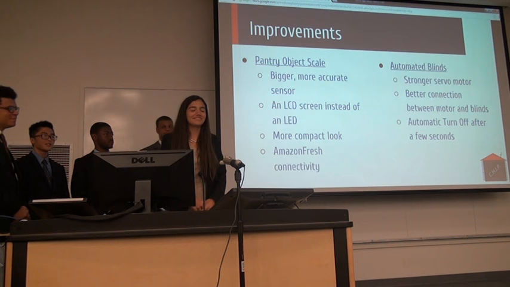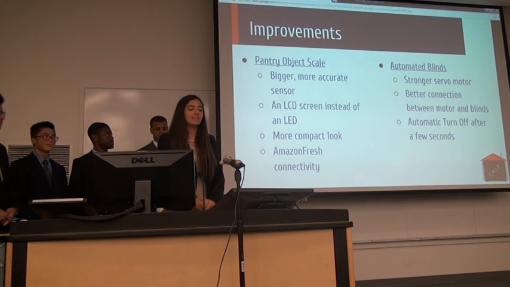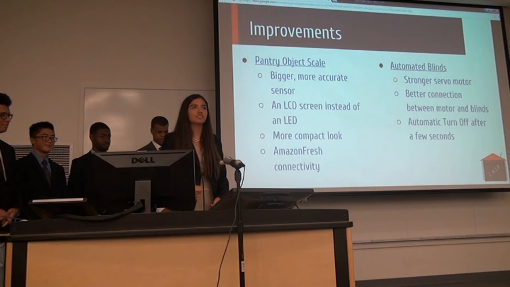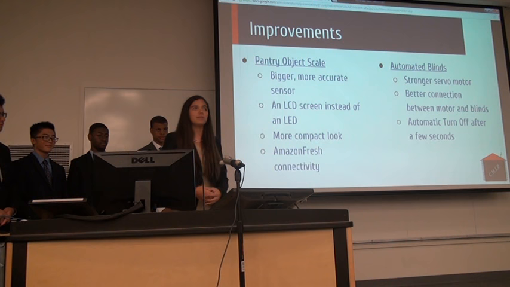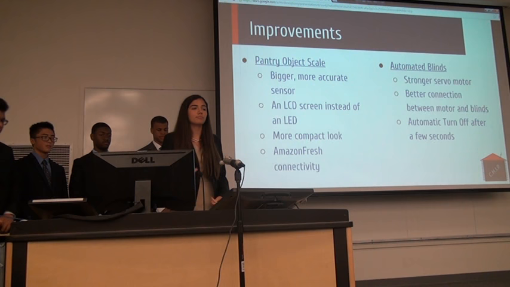And the automated blinds could have been improved also with a stronger servo motor set so that the blinds would actually work and it could be faster and better connect the motor and the blinds. And an automatic turn off after a few seconds so that the blinds wouldn't keep turning and then break.